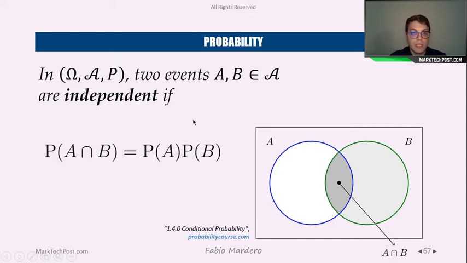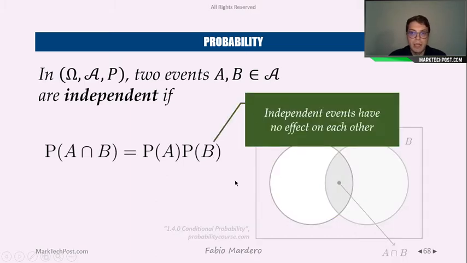Now we can introduce the fact that if in a probability space we take two events and we say that these two are independent, then the probability of this intersection, which means A and B to happen, is equal to the probability of A times the probability of B. Independent means that one event has no effect on the other.